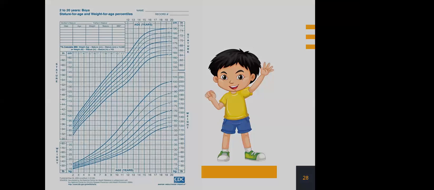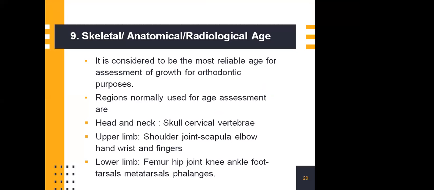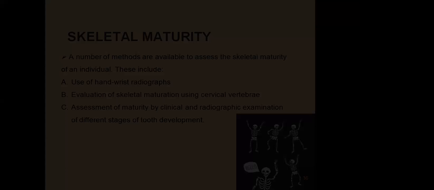Finally, we have the skeletal, anatomical, and the radiological age. It is considered to be the most reliable age for assessment of growth for orthodontic purposes. Regions normally used for age assessment are the head and neck, which is the skull, cervical vertebra, the upper limb, shoulder joint, scapula, elbow, hand and wrist and fingers, lower limb, the femur, hip joint, knee, ankle, foot, tarsus, metatarsals, and phalanges. Now let's start with skeletal maturity.